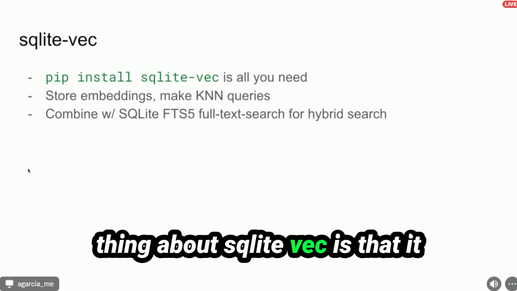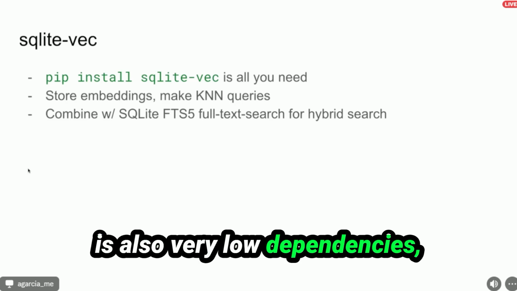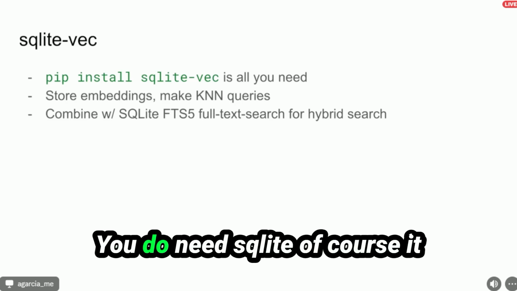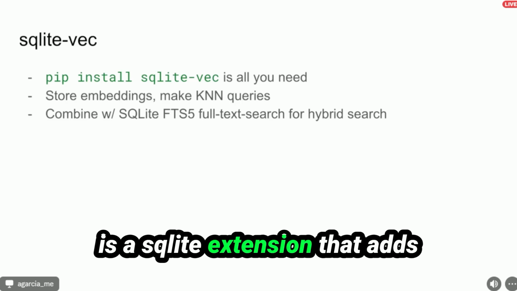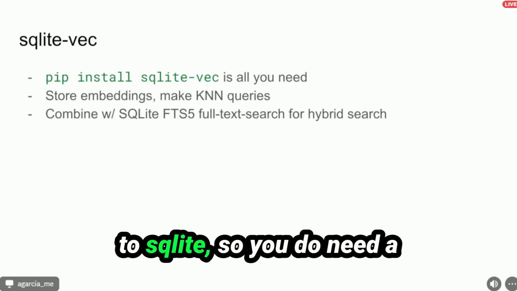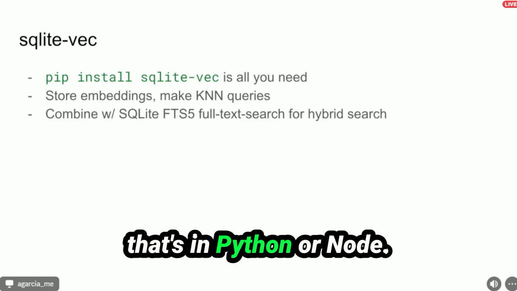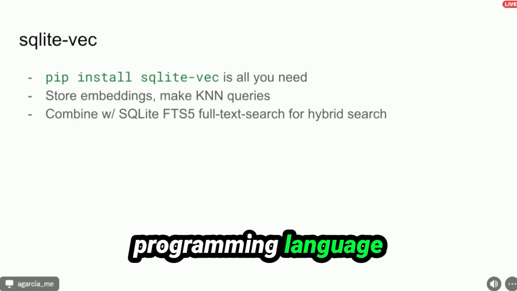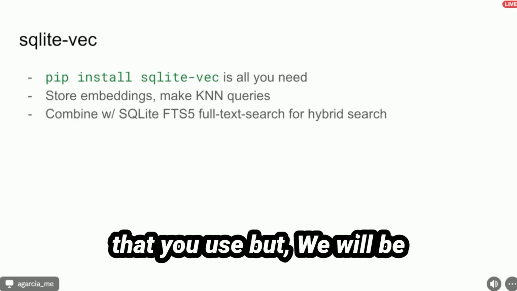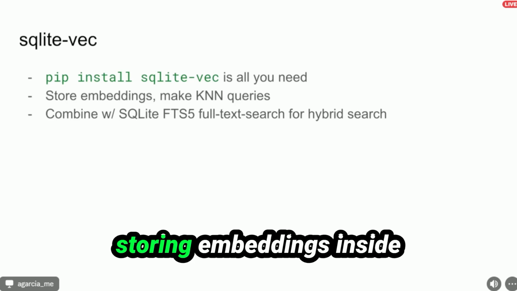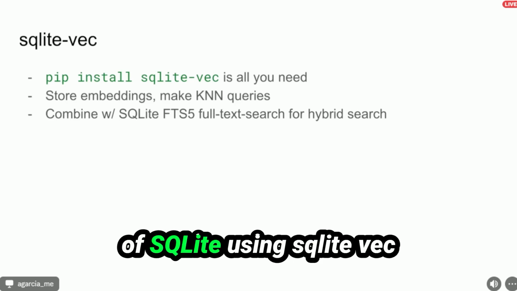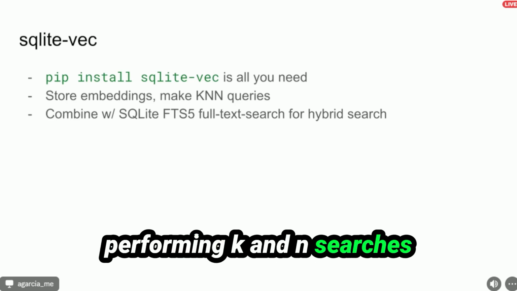One nice thing about sqlite-vec is that it is also very low dependencies, actually no dependencies. You do need SQLite, of course. It is a SQLite extension that adds vector search capabilities to SQLite. So you do need a SQLite library running, whether that's in Python or Node.js or whatever other programming language that you use. But we will be storing embeddings inside of SQLite using sqlite-vec, performing KNN searches on top of that.